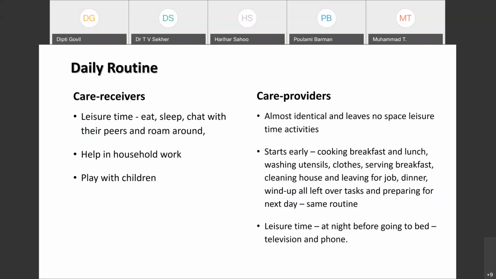After returning home from work, they have to make dinner, wind up all the leftover tasks, and prepare the same grind for the next day. This general routine gets minor modification if they have small children whom they have to prepare for school. If the care provider has a teenage daughter, definitely she helps them a bit in the household chores. So, juggling between household work, caregiving of the elderly, and the job, the only time they get for themselves is at night before going to bed. And sometimes during that time, they watch television or scan through their mobile phones.